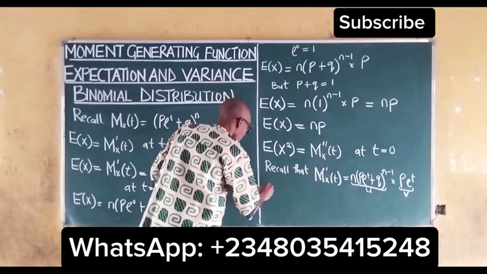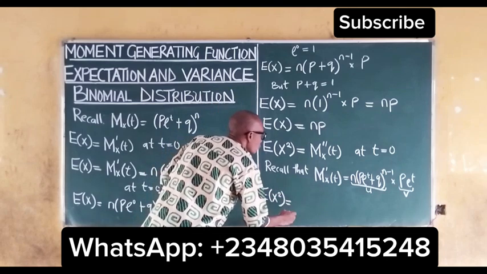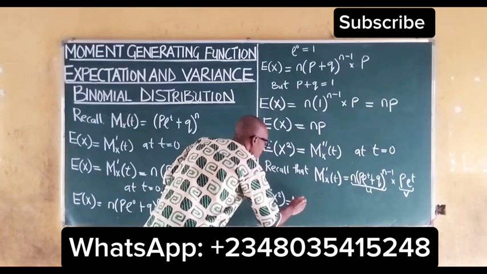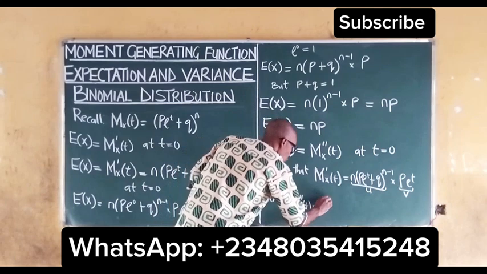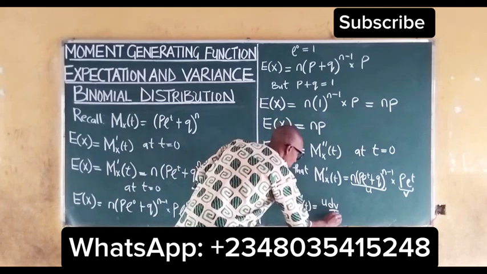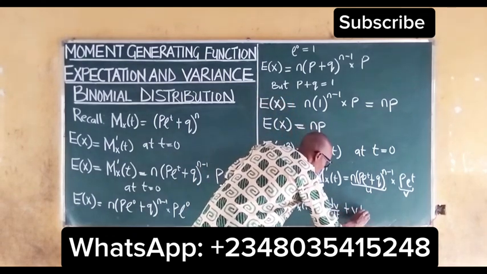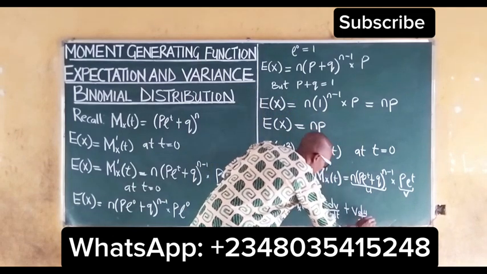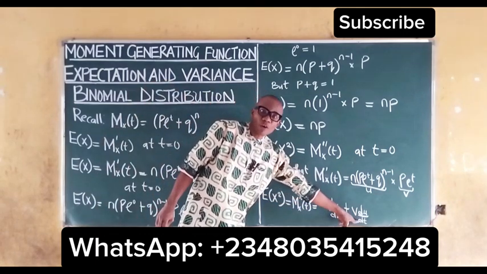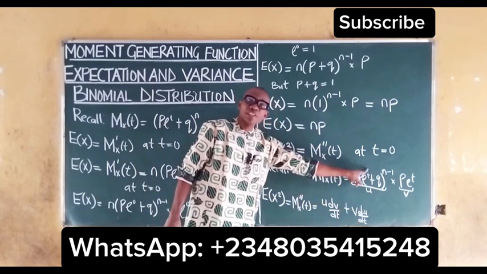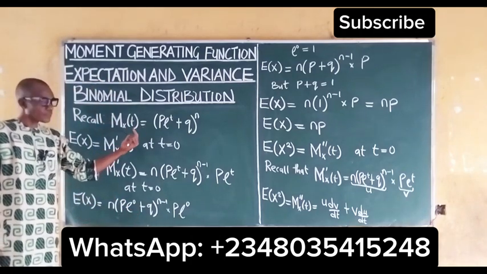Now, it then means we can write our expected value of x squared, which is the second derivative of the moment generating function, to be u dv over dt, because we are differentiating with respect to t, plus v du over dt. So we use the product rule. This is the product rule formula. We use the product rule to differentiate this.